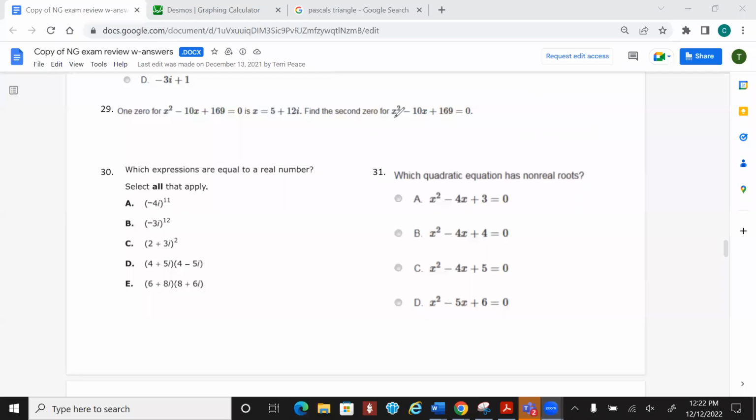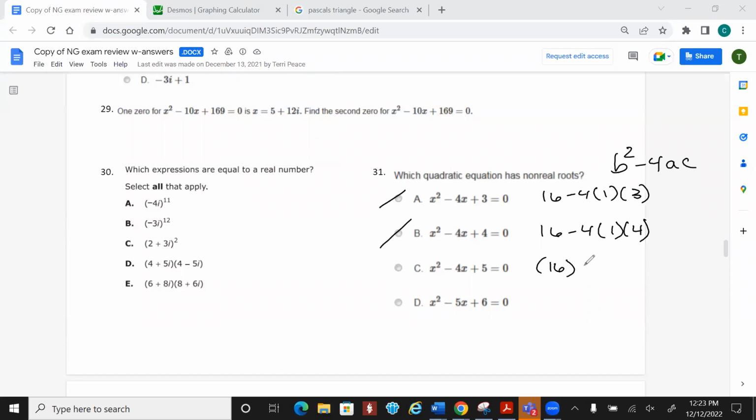Okay, 31. All you have to do is do b squared minus 4ac and see which one has a negative answer for that. Or you can graph and see which one doesn't touch the x-axis. So when we do this, this is going to give us 16 minus 4 times 1 times 3. That would give us a positive number, so it's not A. I would take the next one. That would give me 0, so that's still going to be a real solution. On the next one, that's going to give me a negative number, so it's B.